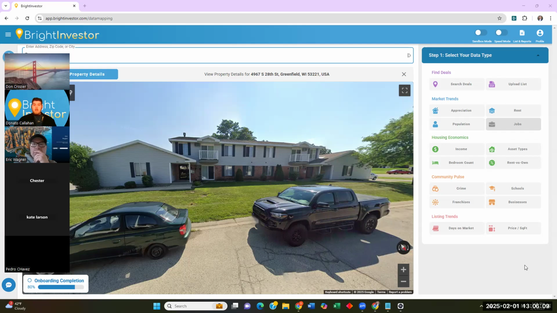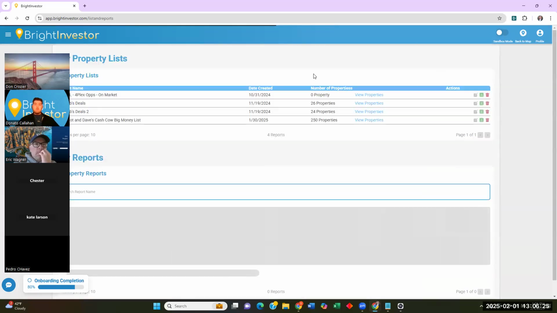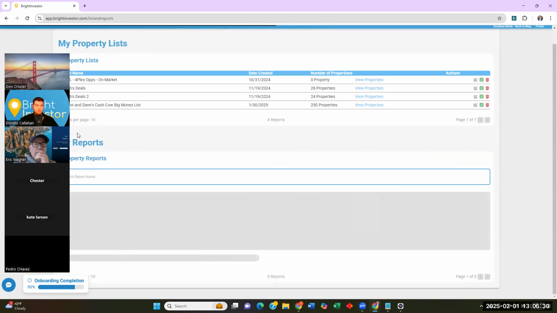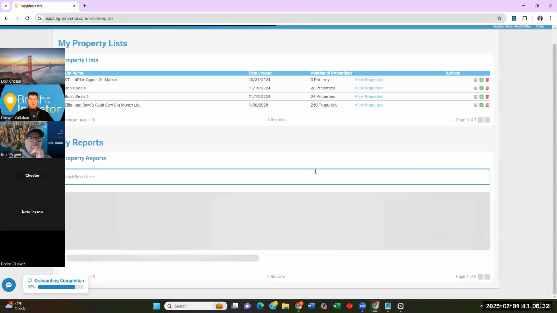Absolutely. Don, when you're sending a link to a property, can the client check out all the metrics? Also, can they start using the report to do their own search? Whenever you send a link to a property, the client can do all their own research. For example, if I go to my list and report section in BrightInvestor and open up any one of these reports, anytime you send a report to a client, they basically have full control to do whatever they want with it.